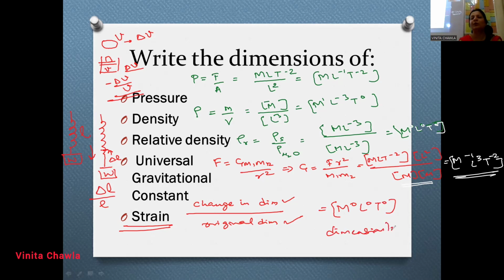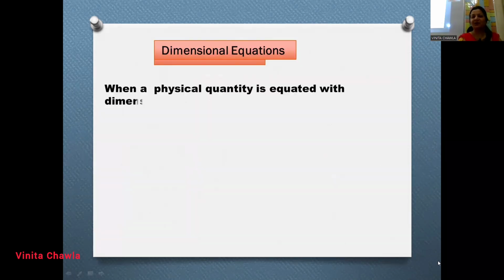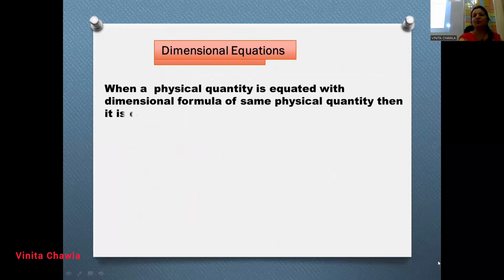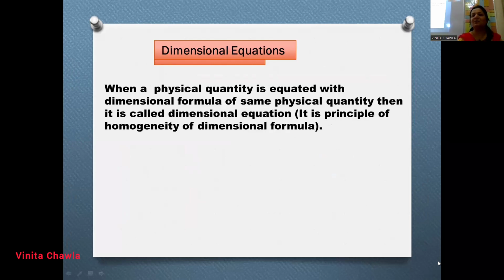It has no units. Okay. When a physical quantity is equated with the dimensional formula of the same physical quantity, it is called a dimensional equation. It is the principle of homogeneity of dimensional formula.